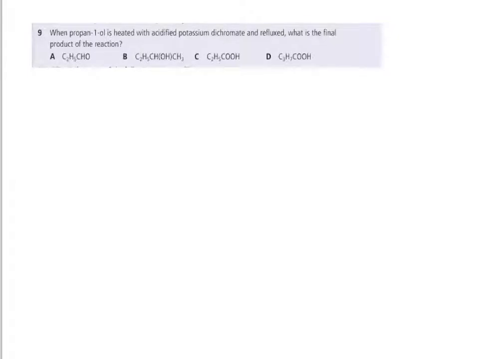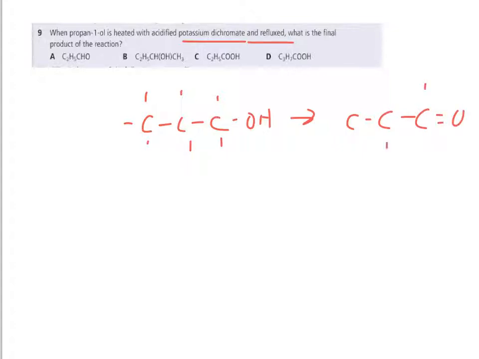Number 9, when propan-1-ol is heated with acidified potassium dichromate, I've got 3 carbons with an OH group on the first carbon. The others are hydrogens. By the way, IB will expect you to draw in the hydrogens. That's just me being lazy. See? When it's heated with potassium dichromate under reflux, that means it's going to become the aldehyde, and then it's going to go a step further and become the carboxylic acid. So I would expect it to be CH3CH2COOH. I'd expect it to be a carboxylic acid, and it would be C. It can't magically come up with 4 carbons there when you only started with 3.